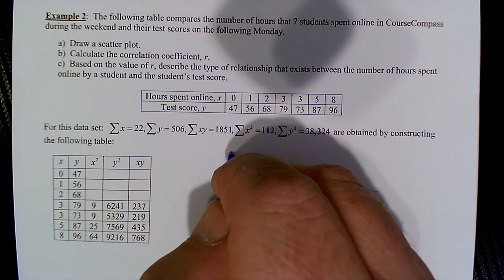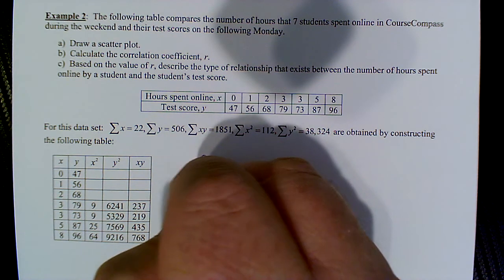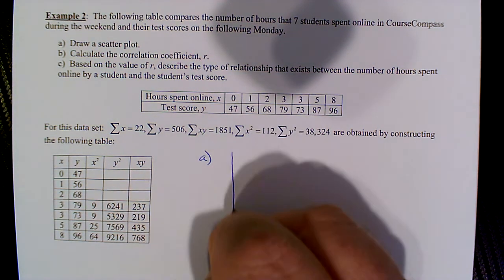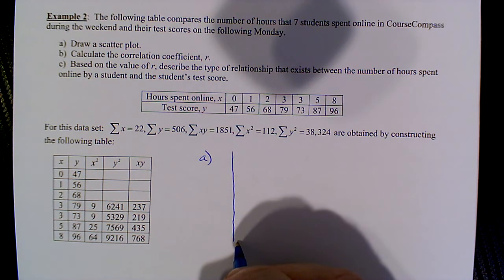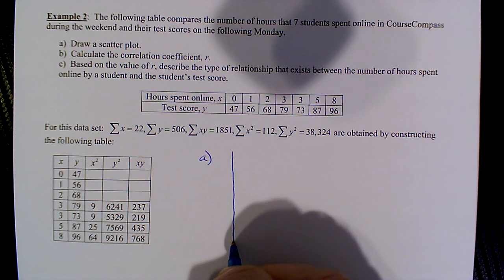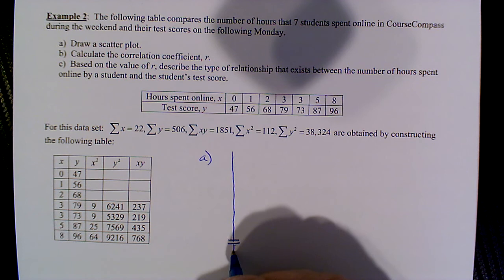So I'll do it right here, so this would be part A. So we'll have our vertical axis. And actually, I'm going to put a little break in the axis. And so we'll indicate a break in the axis.